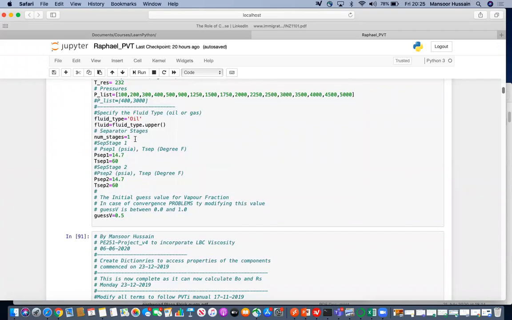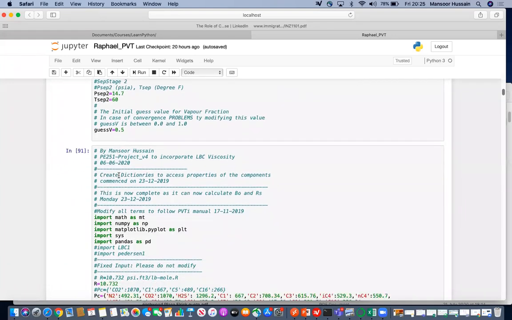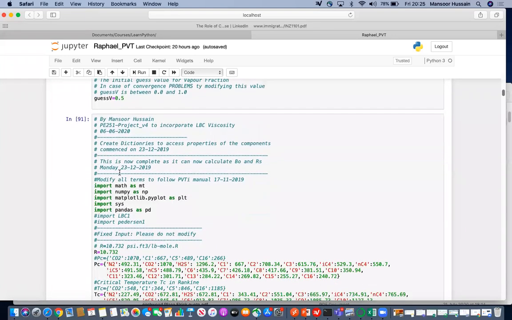From what I had gathered from the data set that Alejandro, my colleague, sent me, they had flashed it only directly to atmosphere, 14.7 psi and 60 degrees Fahrenheit. Okay, standard conditions, not necessarily atmosphere, but standard conditions. So I specified one stage, and when I specify one stage, it's going to look at this only. It's going to ignore this. So that is just input.